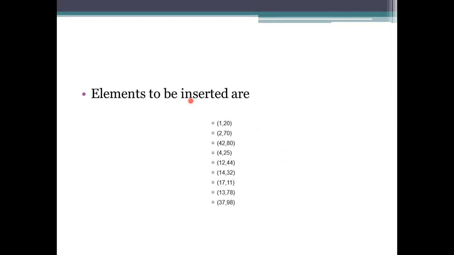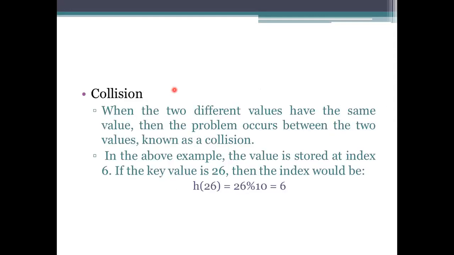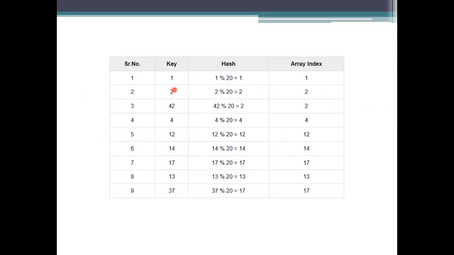In this we are storing some elements: 1, 2, 42, 4, 12, 14, 17, 13, 20, 37. So these are the values we have. In this example, the memory space I took is 20. So we apply the hash function on each key. If you see here, the key is 1, so h of 1 is equal to 1 mod 20.